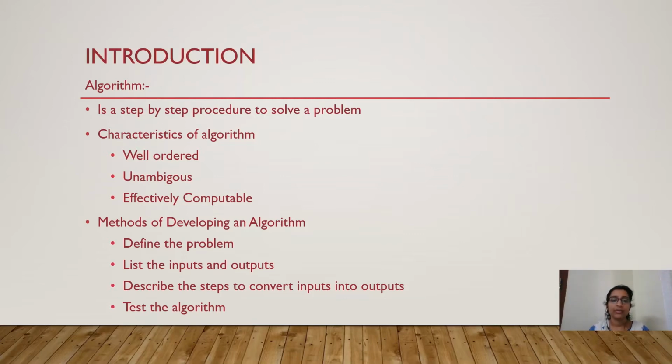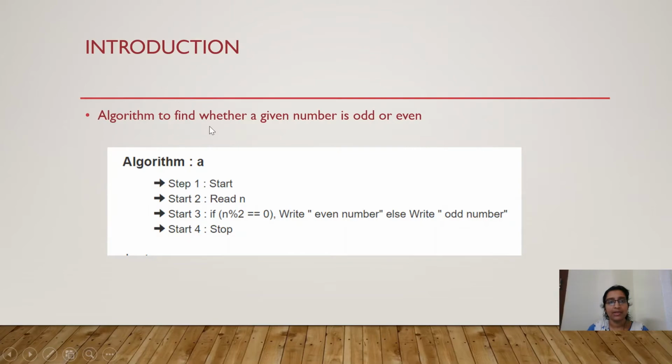After writing the algorithm, just test whether it is correct. One example is given here: an algorithm to find whether a given number is odd or even. So this is the problem: check whether a given number is odd or even. The problem is defined, and then I have to identify the input. What is the input here? A number. A number is the input and the output will be odd or even. This message should be the output. So how will I get from the input number to this output? How do we identify whether a number is odd or even?